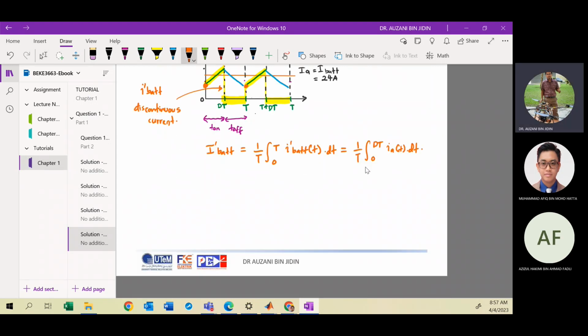Okay, so from this equation, you can calculate the average by multiplying IA and D, where D is the duty ratio. So here is 24 multiplied by D. D is what you calculated above: 91.63 divided by 200. Then you get the value 10.9956.